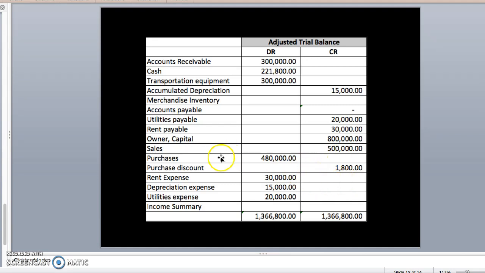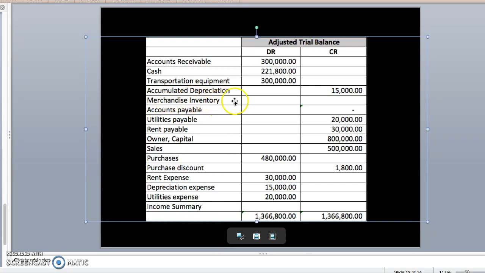So eventually what we want to happen when we do the closing entries would be to transfer this amount to the merchandise inventory account, because the values will end up here and they will survive more than one accounting period, meaning they will be carried over to the next period. And for purchases and purchase discount, they will be 0 after closing entries.